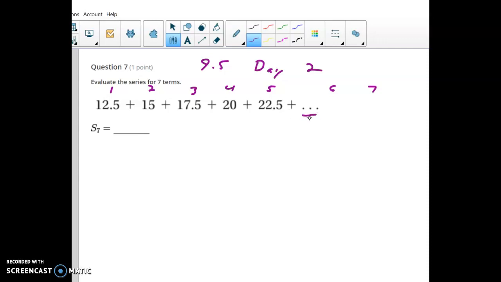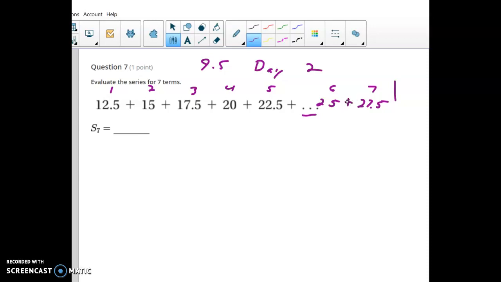So you'd think maybe I'm going to use my infinite formula, but if it's actually 7 terms long, then it's not infinite. It's a finite thing. It ends at the 7th term over here. One thing you could do is just extend the pattern. I think this is going up by 2.5. So you could extend the pattern to find all 7 terms and then add them all up. That'd be one way to do it.